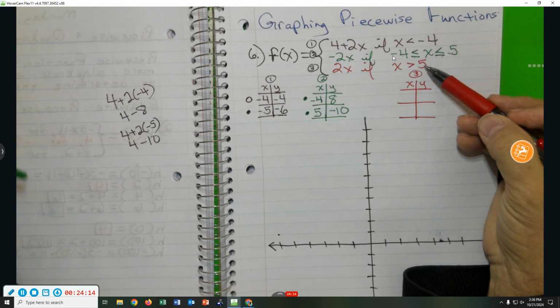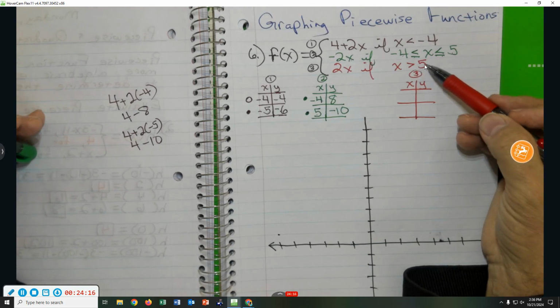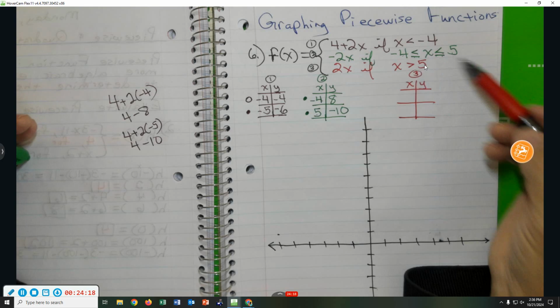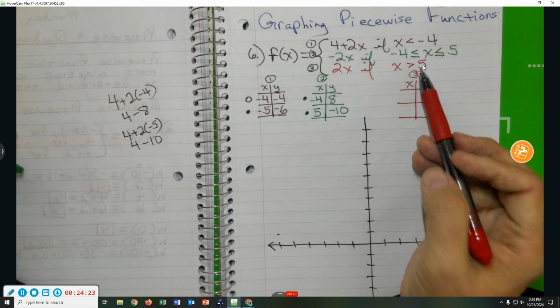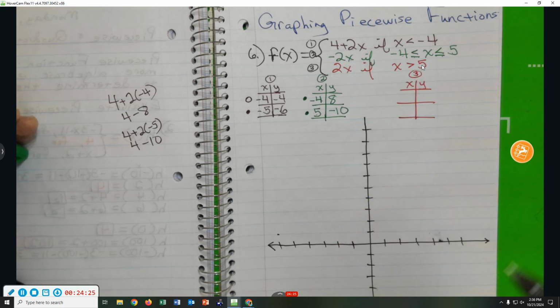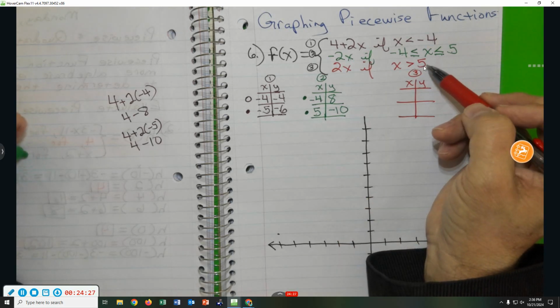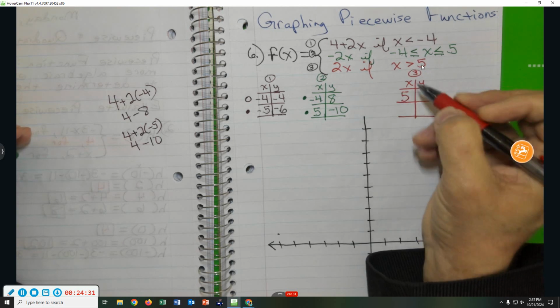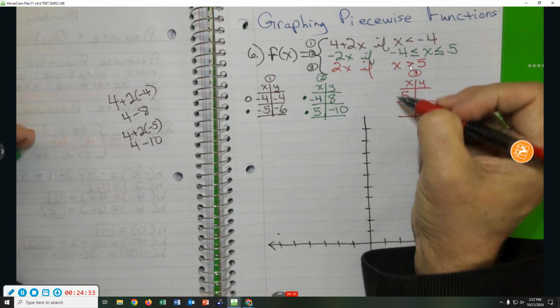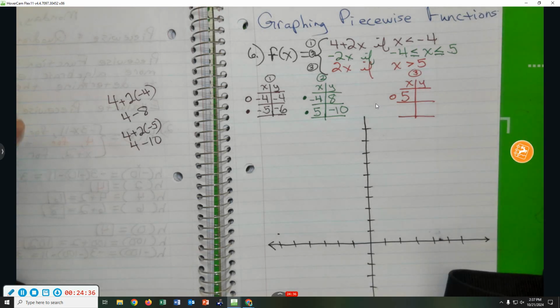I have to plug in 5. You say, well, x can't equal 5, so why are we plugging in 5? We'll discuss that once we're through drawing the graph. There's an algebraic reason why we have to plug in that 5. We have to plug in the 5, but there's no equality, so it's an open circle.